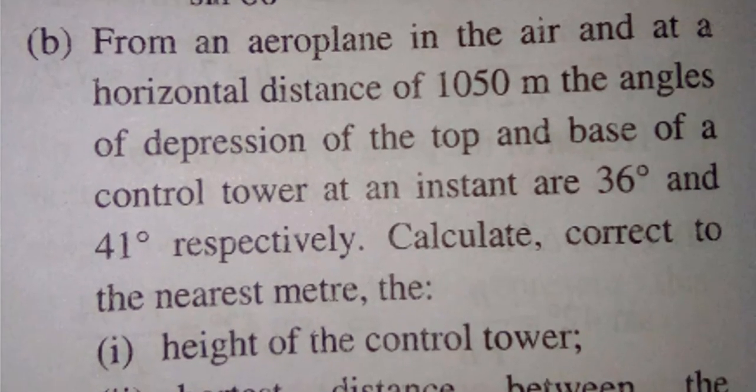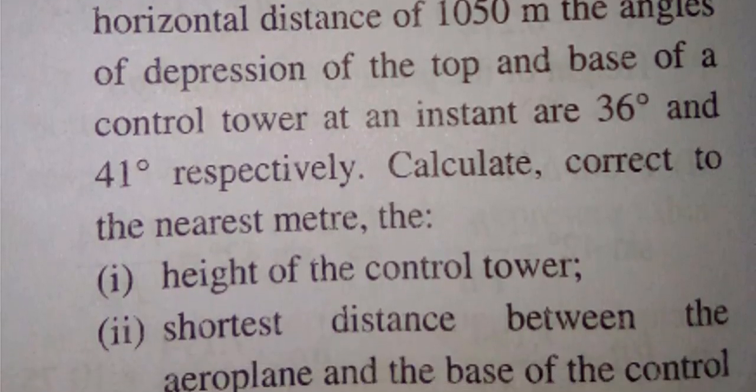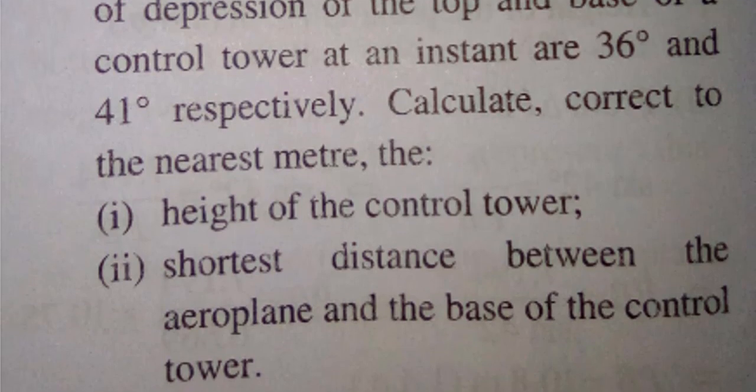Now we look at the B. The B reads that from an aeroplane in the air and at a horizontal distance of 1050 meters, the angles of depression of the top and base of a control tower at an instant are 36 degrees and 41 degrees respectively. Calculate, correct to the nearest meter, one, the height of the control tower, two, the shortest distance between the aeroplane and the base of the control tower.